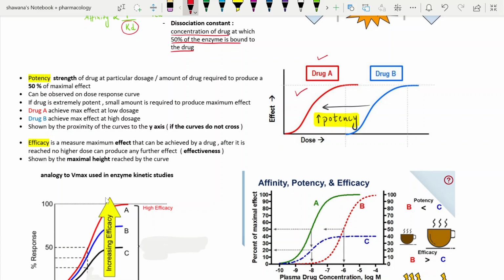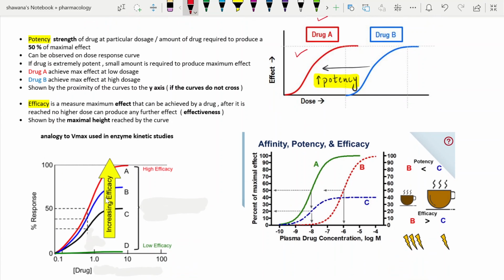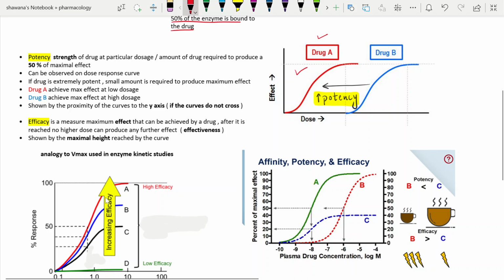Potency and efficacy are two important terminologies used in pharmacodynamics. Potency is the strength of a drug at a particular dosage. It means the amount of drug required to produce 50% of the maximum effect. For a drug with higher potency, if we administer a small amount and it produces a maximum effect, that drug is highly potent. But the second drug, if we administer it in large quantities and it still does not produce the maximum effect, drug B would be less potent.